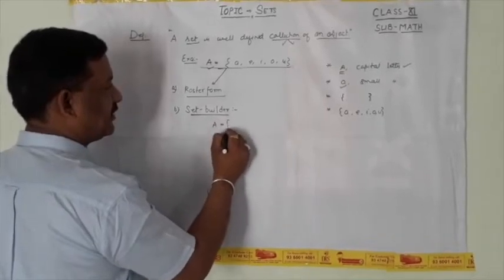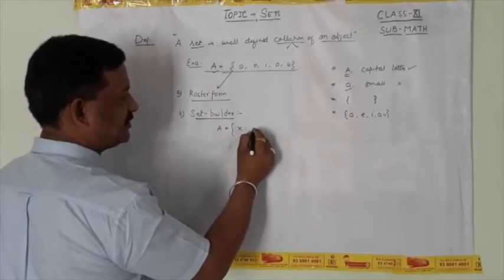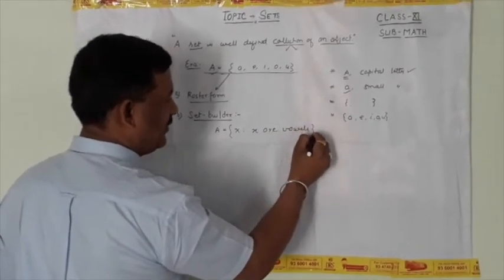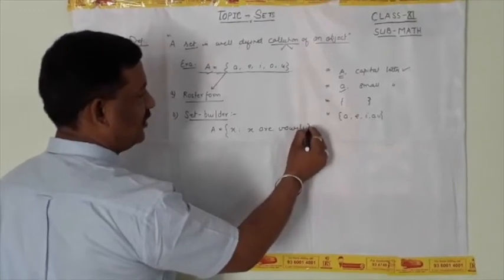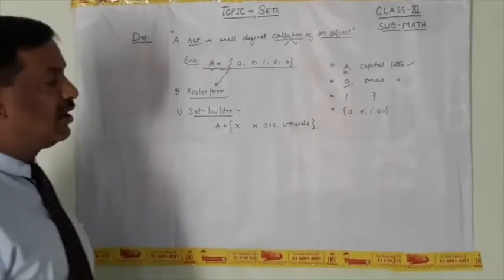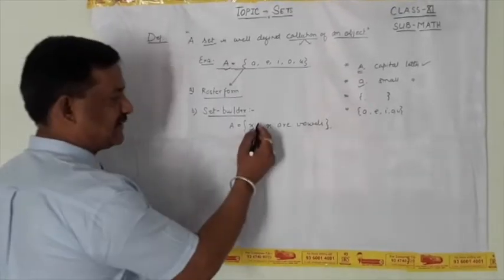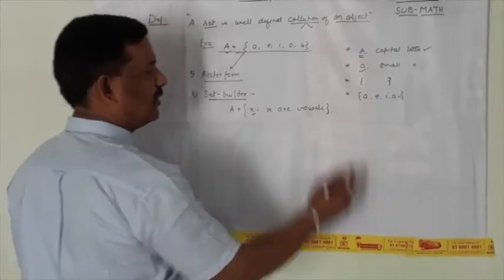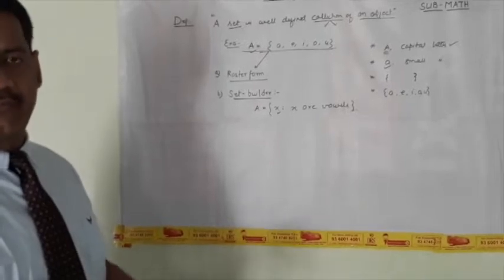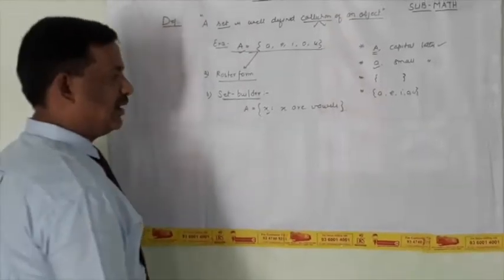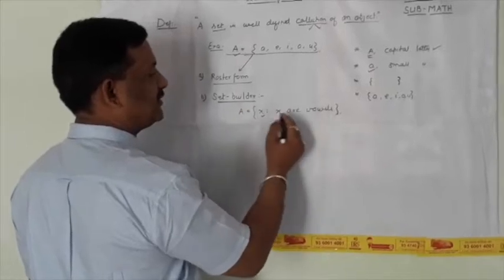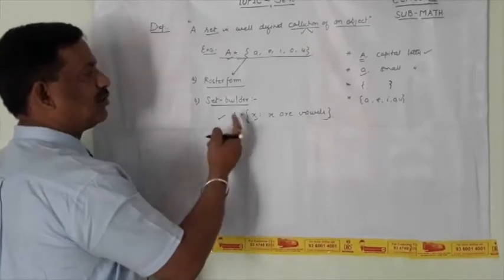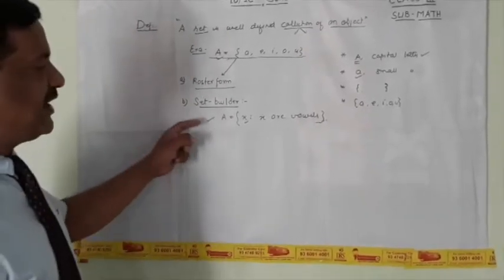Here A equals curly bracket x such that x are vowels, because in set builder form a set is always defined by using a statement or a property. Here x is the element, and it is saying that x are vowels. As we know very well, A, E, I, O, U are the vowels. So the set builder form statement is x such that x are vowels. This is the method to define the same example in set builder form.